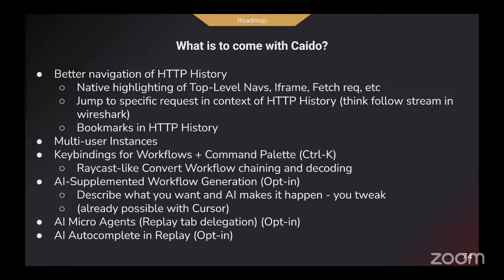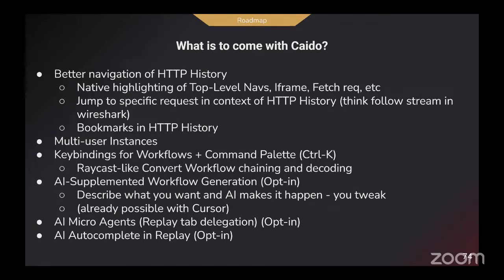So you can say, okay, I want you to base64 encode this, URL encode it, and then truncate the last %3D or whatever, like that, right? And you'll be able to see that previewed within the command palette. It's going to be awesome. And then I'm really pushing them to allow us to do AI supplemented workflow generation and AI autocomplete in there.